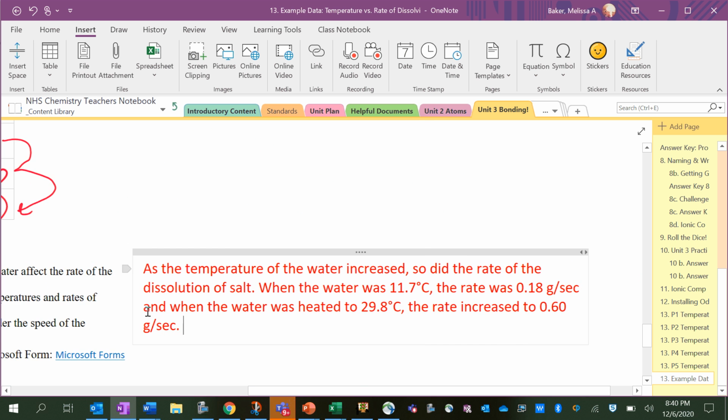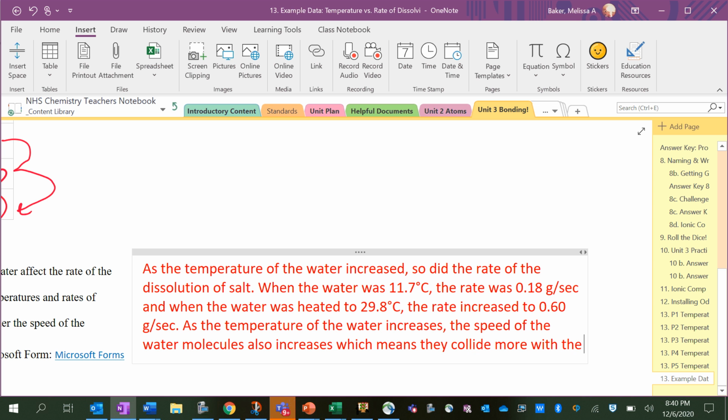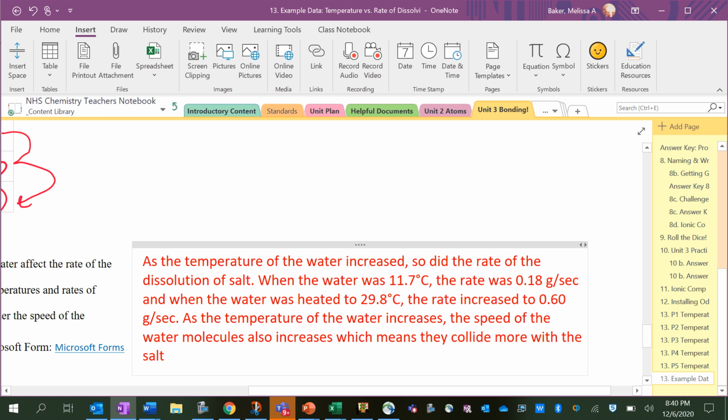Reasoning. Why does this make sense? As the temperature of the water increases, the speed of the water molecules also increases, which means they collide more with the salt, pulling it apart into its separate ions.